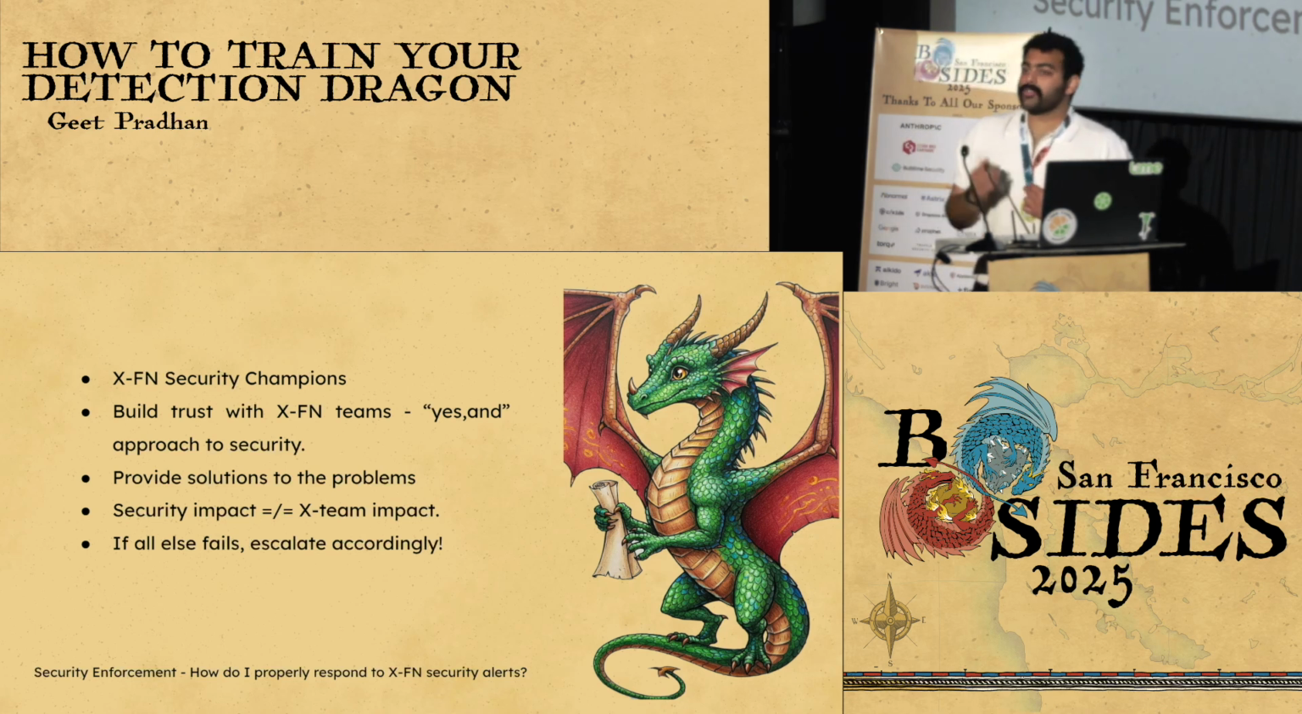Have a yes and approach. Don't always say no, because security is thought of as the police, right? Hey, you're not supposed to do this. Okay, instead of that, just say, okay, you want to do something? Okay, add guardrail 1, 2, 3, 4.